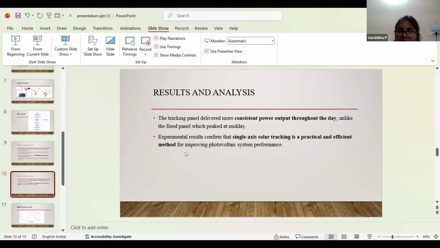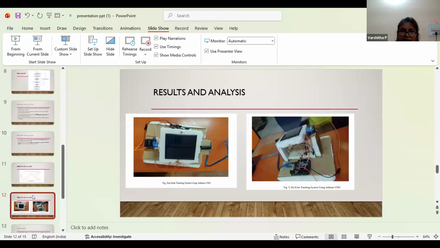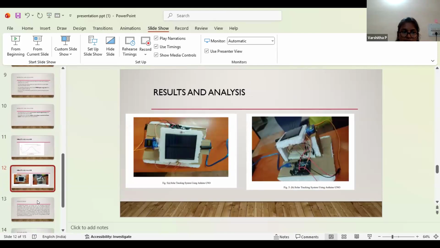And experimental results confirm that single axis solar tracking is a practical and efficient method for improving the photovoltaic system performance. And these are the results when we compare the fixed solar panels versus automatic rotating solar panels. We can see the energy efficiency compared to the static solar panels in the results. And this is our demo.